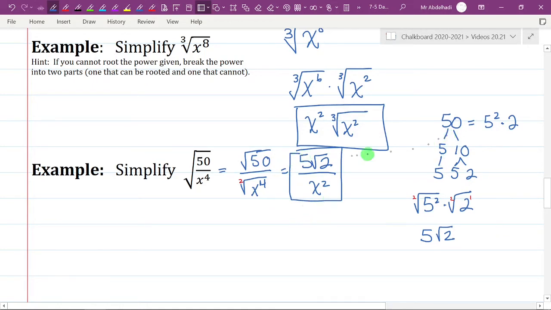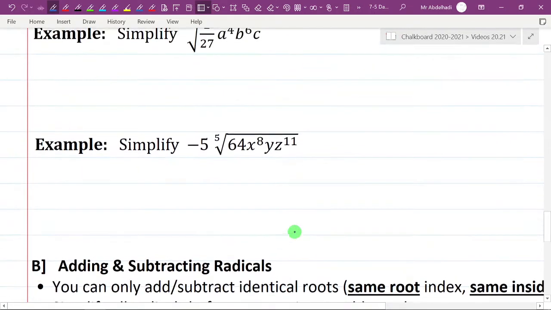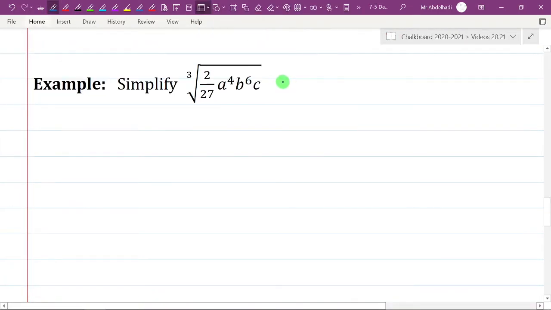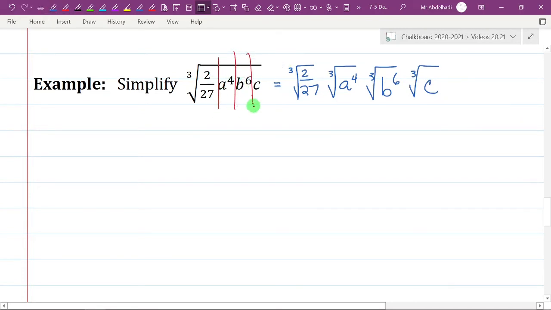Okay? So once again, for numbers, you want to do the factor tree. And for letters, you just come down 1 power at a time if necessary. In this case, you were just able to go ahead and do it. Okay, let's do this one here. This is the cube root of a bunch of stuff. The cube root of a fraction, first of all, 2 over 27. The cube root of a to the 4th, the cube root of b to the 6th, and the cube root of c.